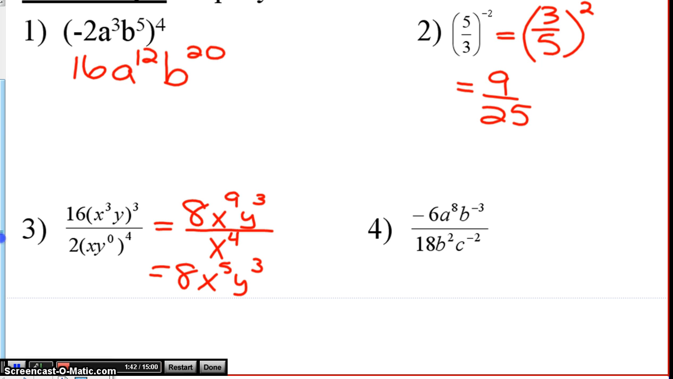Then we go on to number 4. In number 4, again, we have a fraction to reduce. When we reduce -6/18, we get -1/3. We move on to our a's. No a's to reduce, so we have a to the 8th power. Then we go to our b's. We have b to the -3rd, which we want to bring down to the denominator to get b to the 5th in order to make those b's positive. And our c's we bring up to the numerator in order to make those positive as well.